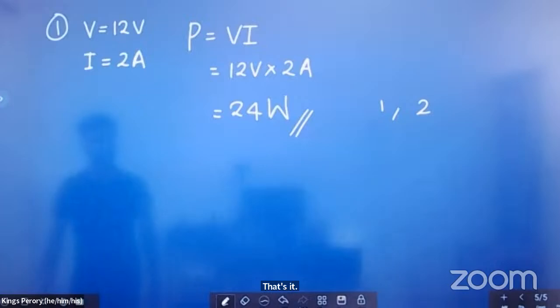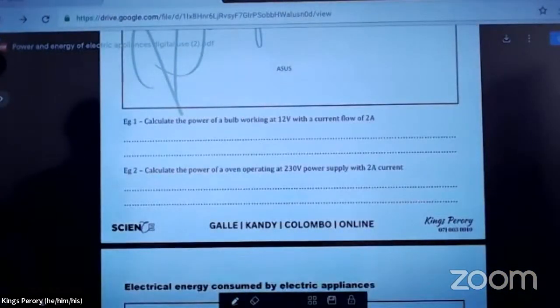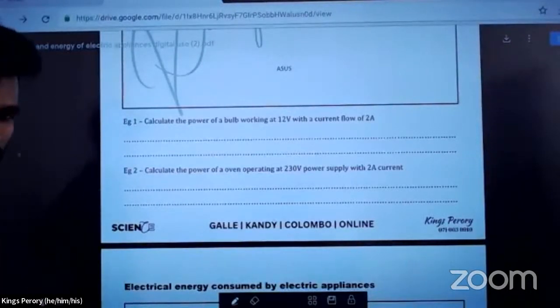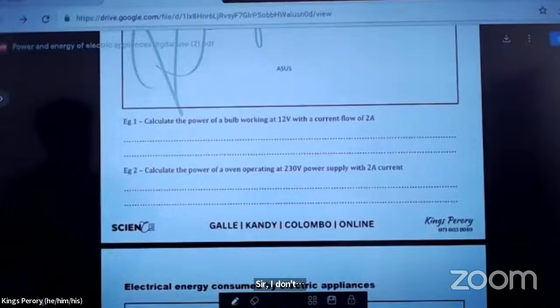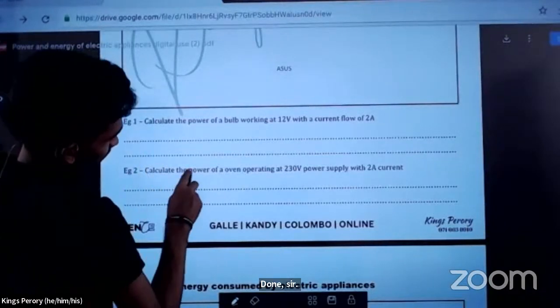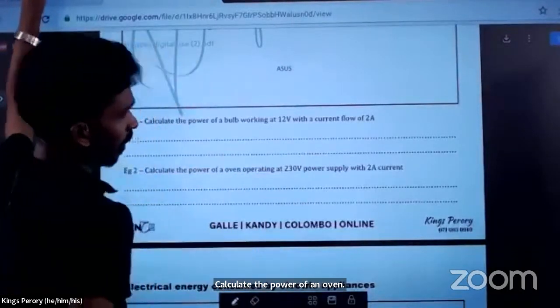Solve the second question as well. Right. Example 2. Calculate the power of an oven operating at 230 volt.